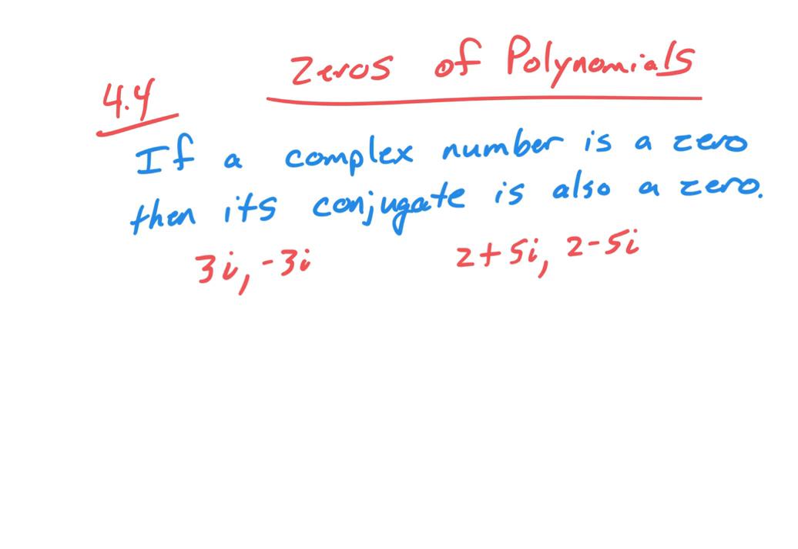Here is where you actually see the real part and the imaginary part together. So basically what we're saying here is if you have an imaginary zero, you always have 2 of them. They always come in pairs. You're not just going to have one imaginary zero. You're always going to have 2 of them.